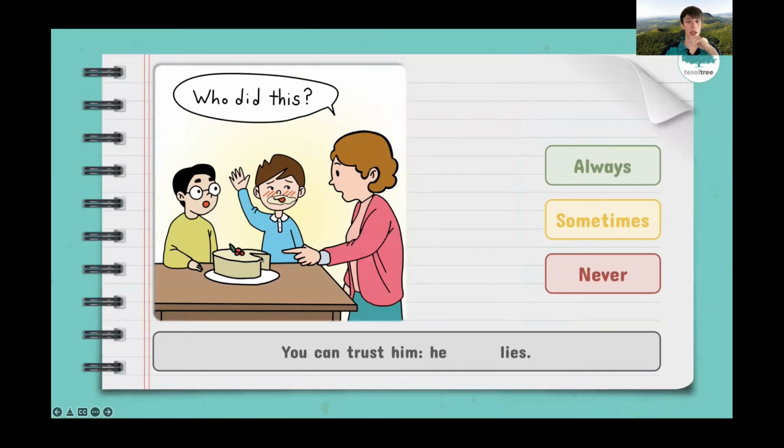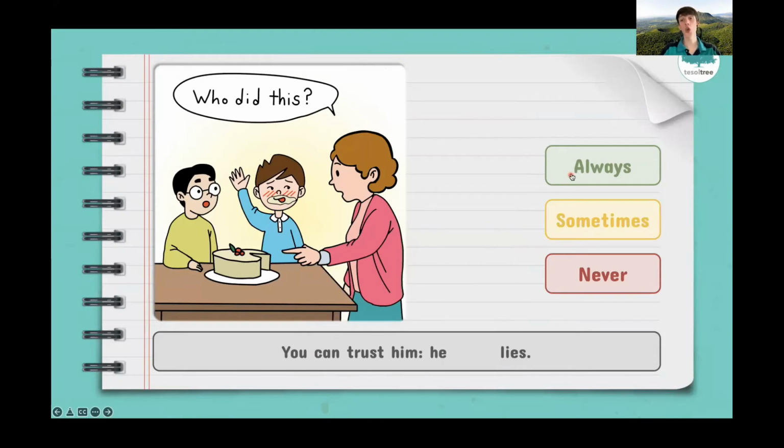Look here. Somebody ate some of the cake. Is the mother happy or not happy? She's not happy. She's asking, who did this? He's raising his hand. I did this, even though he knows it wasn't very good. So is he lying or is he telling the truth? He's telling the truth. So let's read the sentence. You can trust him. He lies.